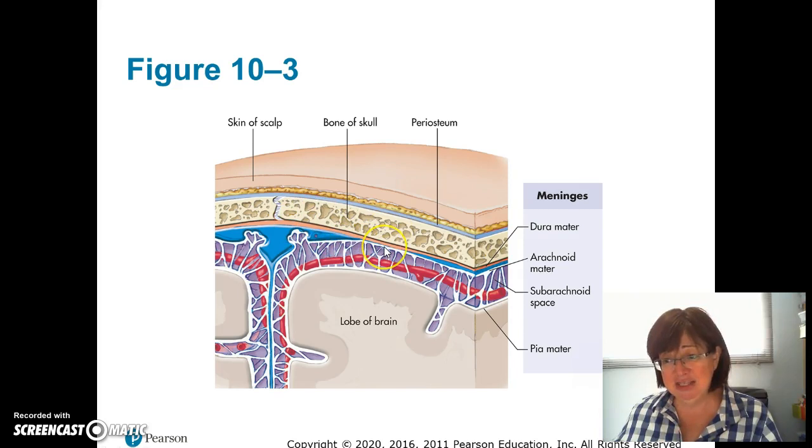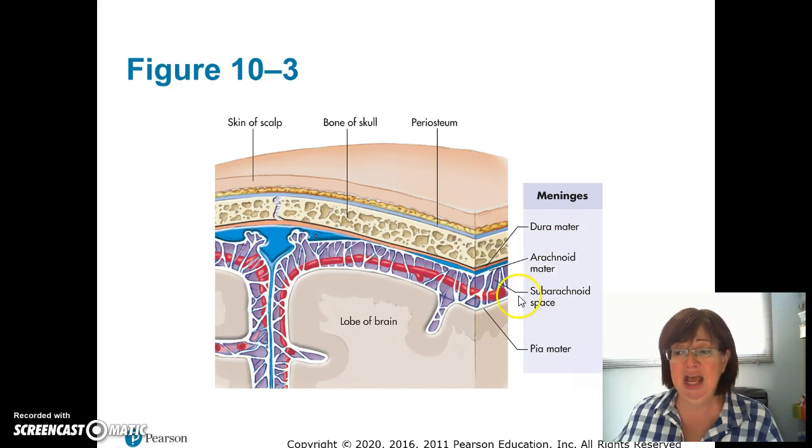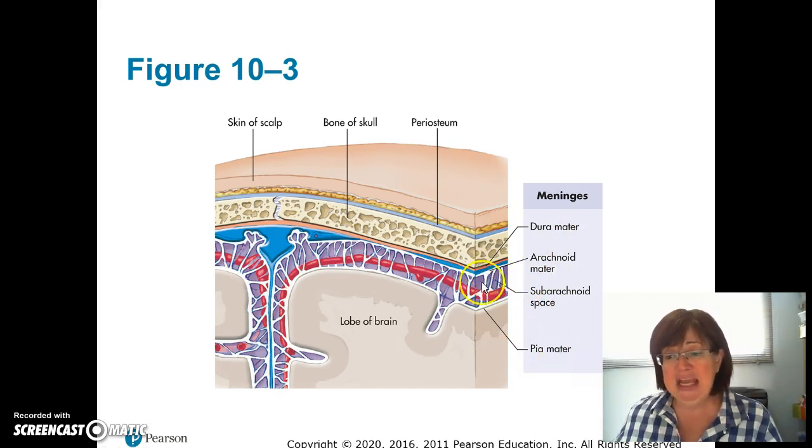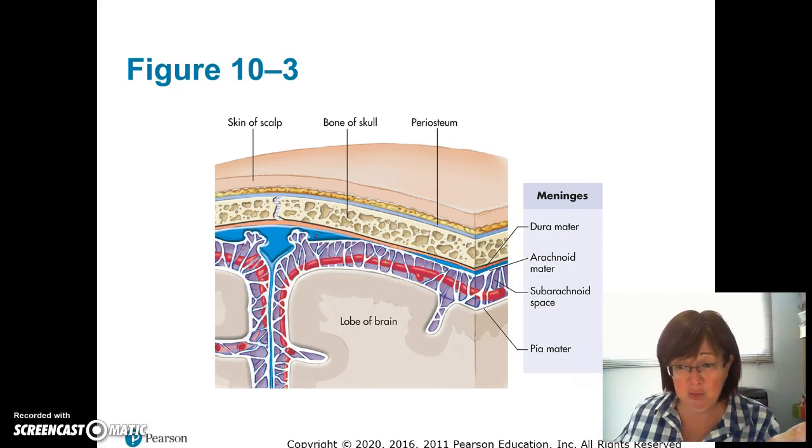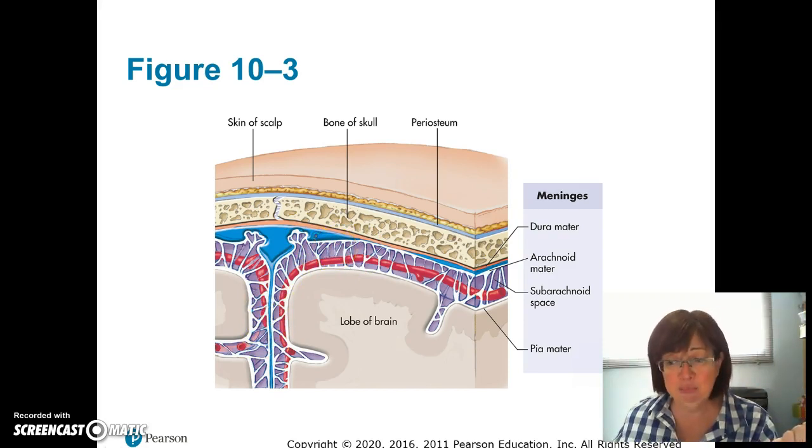and then underneath your skull bone, you have your 3 meninges: your dura mater, your arachnoid, and then your pia mater. The space between the arachnoid and the pia is called the subarachnoid space, sub meaning below. This is the area where blood vessels go, and this is also where the cerebrospinal fluid goes. So if you have any increase in pressure in the cerebrospinal fluid or a brain bleed, that will put pressure on the lobes of the brain.